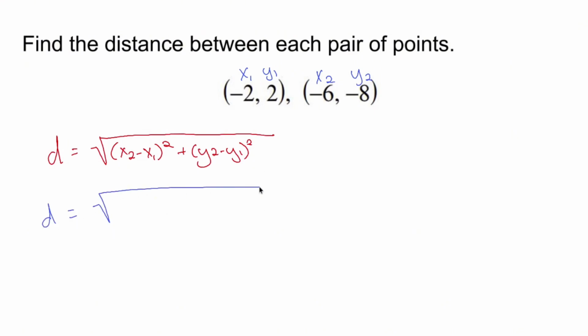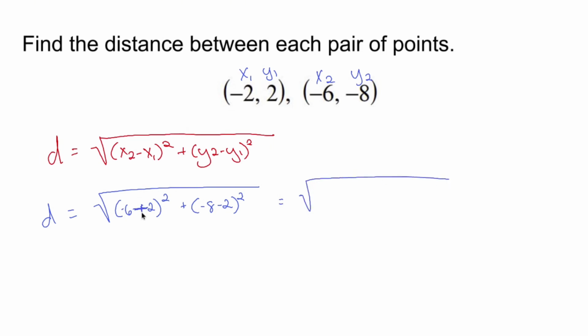Okay, so D equals big square root of x sub 2, which I labeled negative 6, minus x sub 1, which I labeled negative 2. So double negative, we'll deal with that in a minute. Plus y sub 2, which I labeled negative 8, minus y sub 1, which I labeled 2, close it, square it. Okay? So let's simplify that what we can.